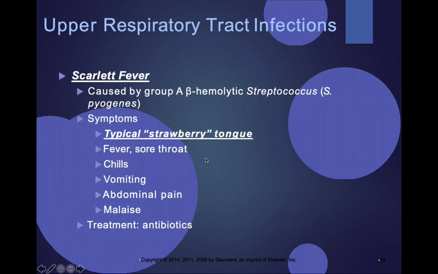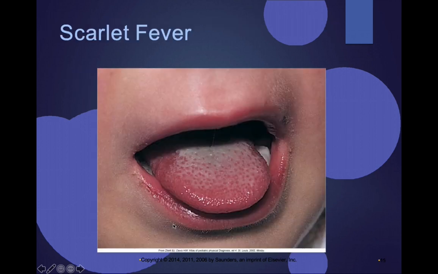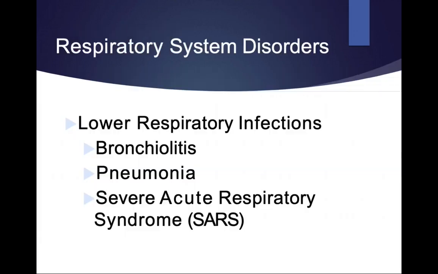We're going to finish this lecture up with scarlet fever, and scarlet fever is caused by a group A beta hemolytic strep. The typical symptoms here in young children, you'll typically see what's referred to as a strawberry tongue. It's classical diagnostic for it. There's fever, sore throat, chills, vomiting, stomach pain, malaise, and the treatment is antibiotics. Here is the strawberry tongue. Okay, and when we return, we will be getting into the lower respiratory tract infections, where we'll talk about bronchiolitis, pneumonia, SARS, which is severe acute respiratory syndrome.